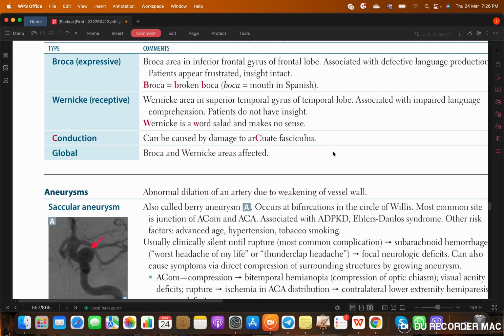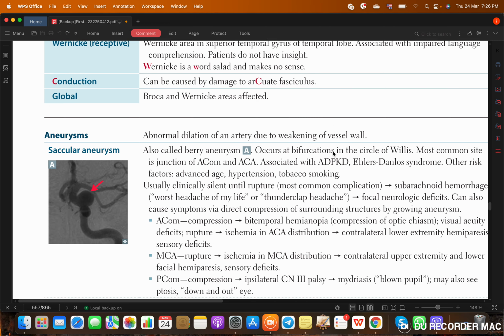A global aphasia, this patient will be mute. It's when you destroy both the Wernicke and the Broca area, the patient becomes mute.